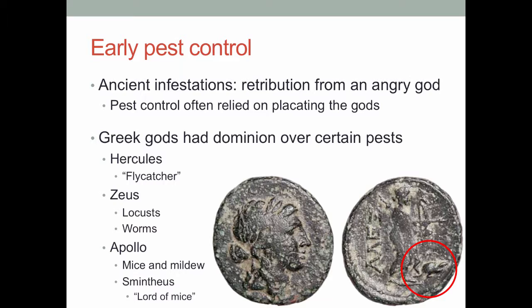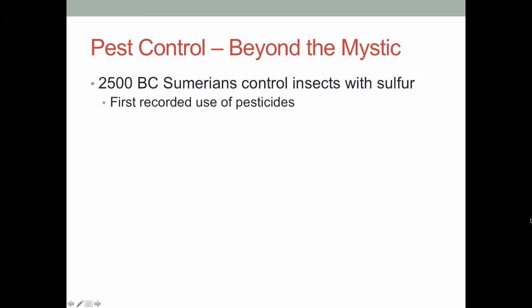So what we have here is a coin of Apollo from back in the Greek era. And sure enough, you see some of these pests actually showing up in these coins. They were considered such an important aspect of the gods that on this Apollo coin, you've got a little mouse or a rat here on the side. So you've got the standard Apollo and a little rat.